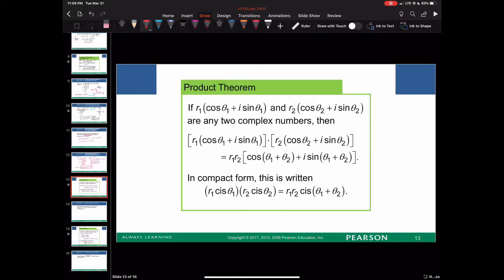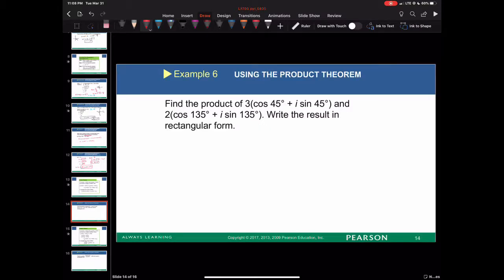All right, example. It says find the product of 3 times the cosine of 45 plus i sine 45, and the cosine and 2 times the cosine of 135 plus i sine 135. Write the resultant in rectangular form. All right? So we multiply.